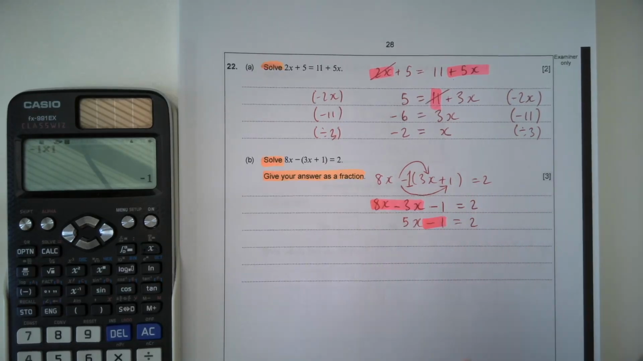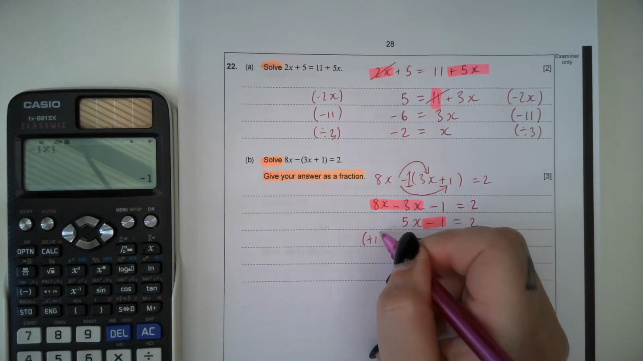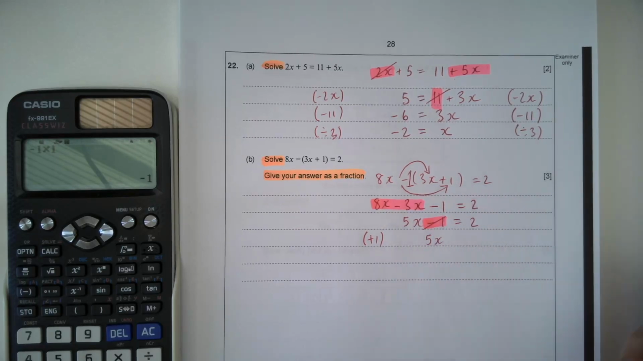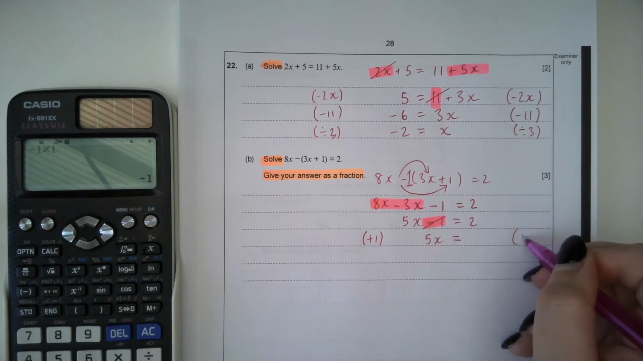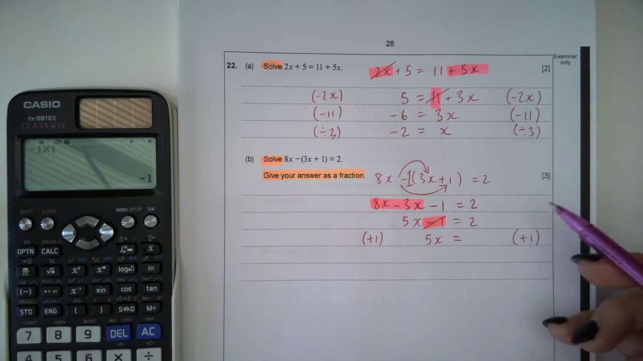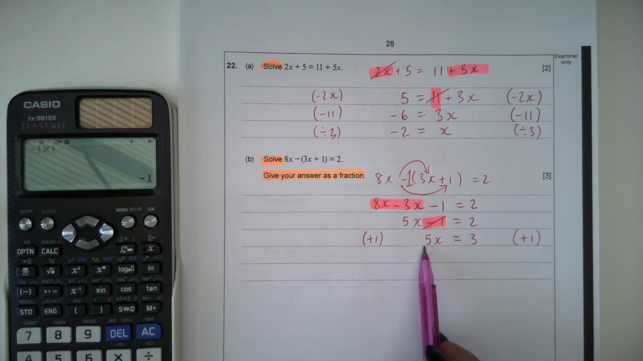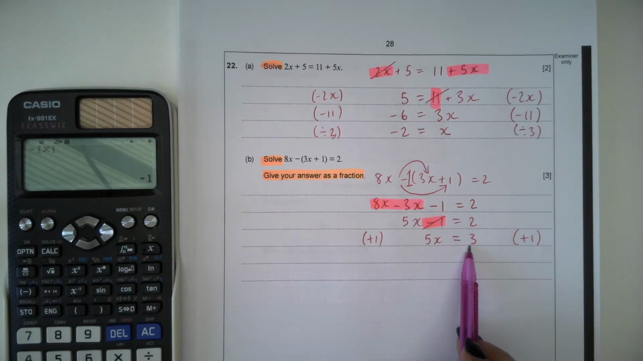So the first thing I'm going to eliminate here is that negative 1. The inverse of taking away 1 is to add 1. When I add 1 to the left-hand side, that leaves me with 5x because it cancels out the negative 1. But I have to do the same to the other side to balance the equation. 2 plus 1 equals 3. So now we have 5 multiplied by x equals 3.